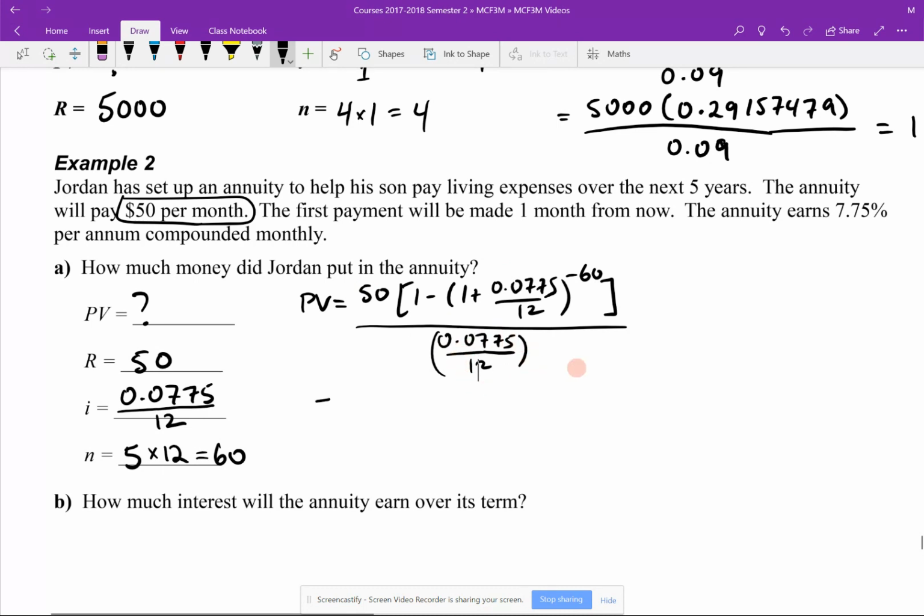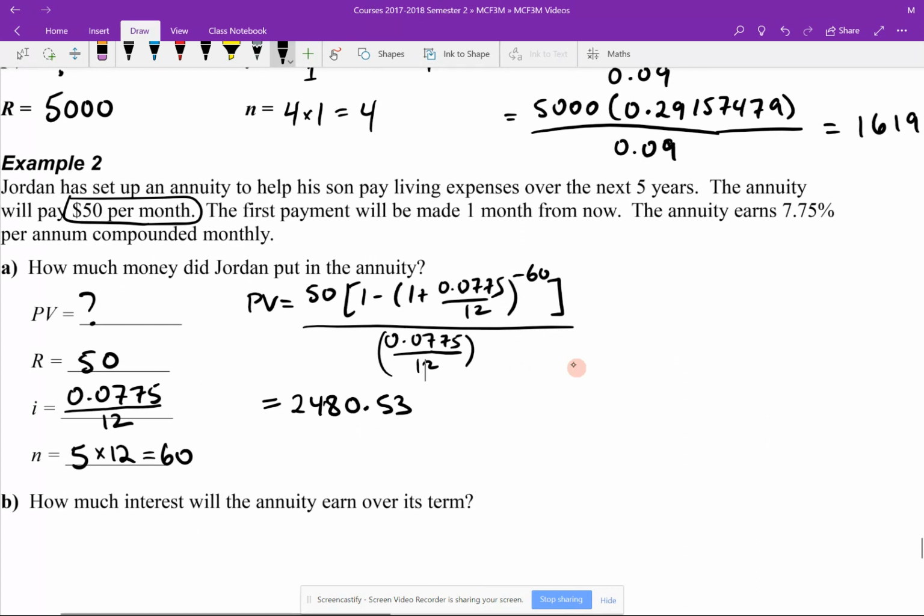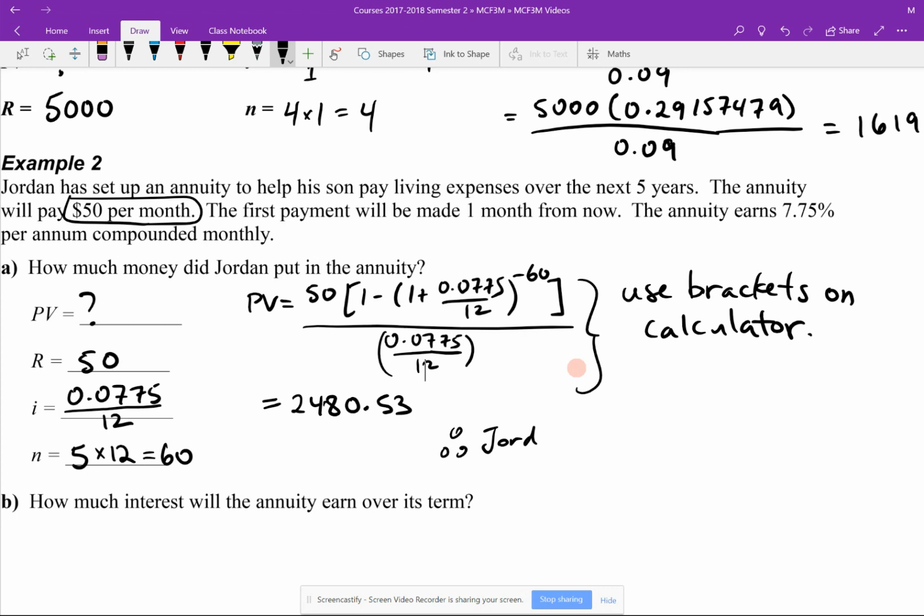Okay, so practice this on your calculator. You should get $2,480.53 for your present value. Okay, so I'm going to make a note here. When you're doing these calculations, use brackets on the calculator. Otherwise, you're going to run into trouble. Okay, concluding statement: Jordan put $2,480.53 into the annuity.